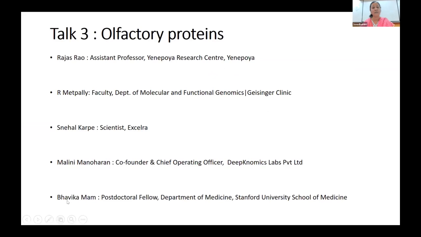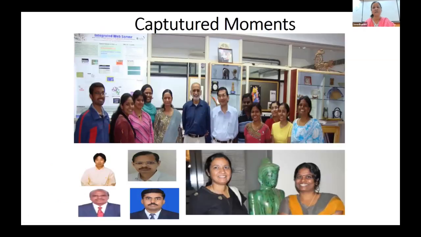And then we heard a bit about the InsectOR webserver from Vikas, who is currently with us. And Naga, whom you had heard on the DOR database, is also currently with us. Whereas Bhavika is currently a postdoctoral fellow at Stanford University. So these are some group pictures that I would like to flash across before we take questions.